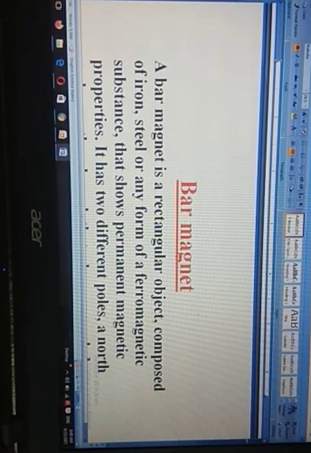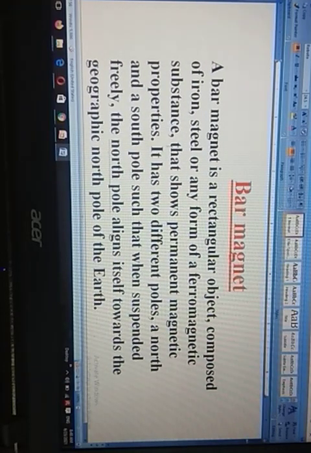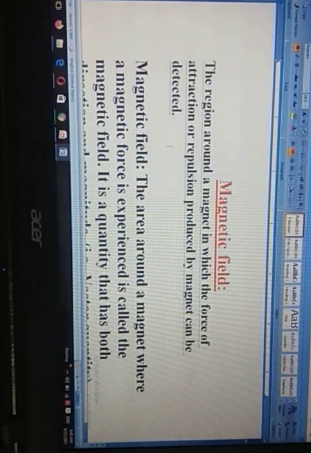A bar magnet is a rectangular object composed of iron, steel or any form of ferromagnetic substance. It shows permanent magnetic property. It has two different poles, a north pole and a south pole, such that when suspended freely, the north pole aligns itself towards the geographical north pole of the earth. It has a field, and that field is called the magnetic field.